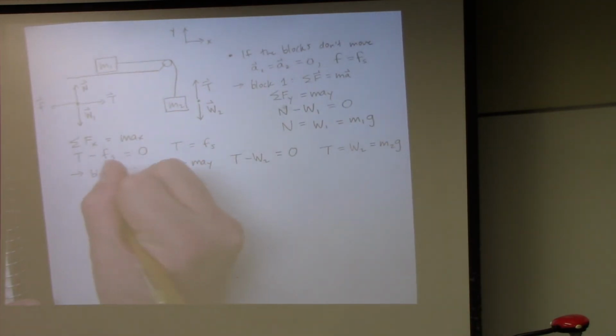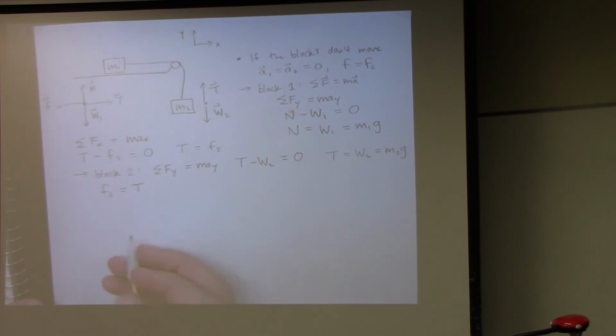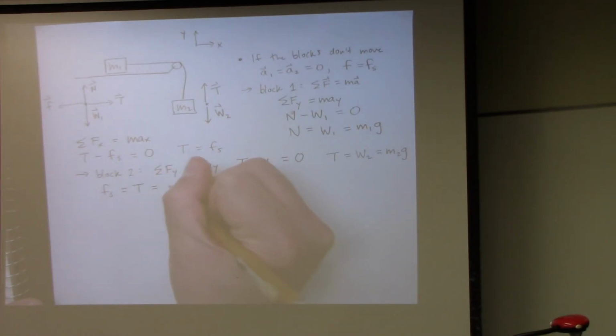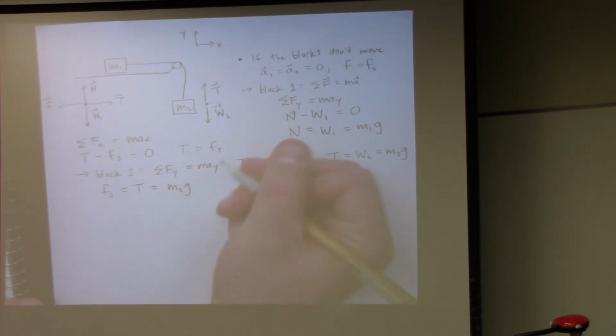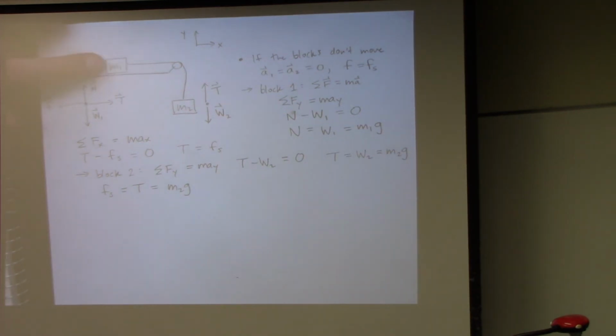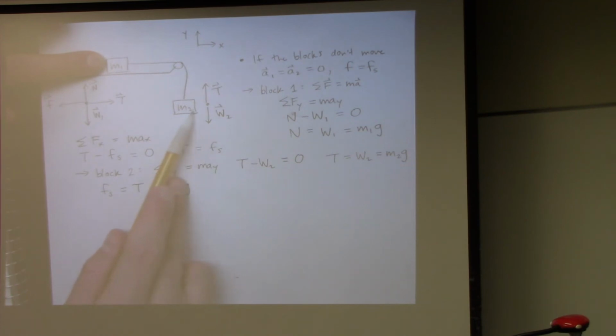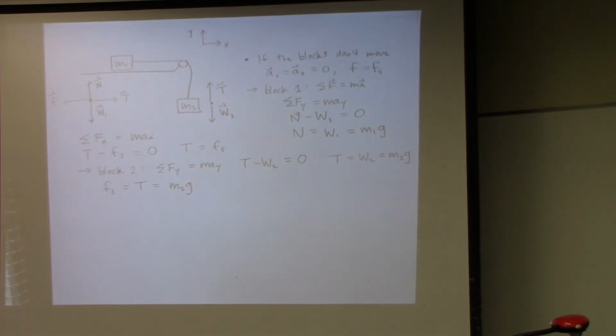Now before we said that the static friction force is equal to T. Okay? So that means the static friction force is equal to m2 times g. Kind of makes sense, right? You need exactly as much static friction here to support the weight of this block if we don't want anything to move.